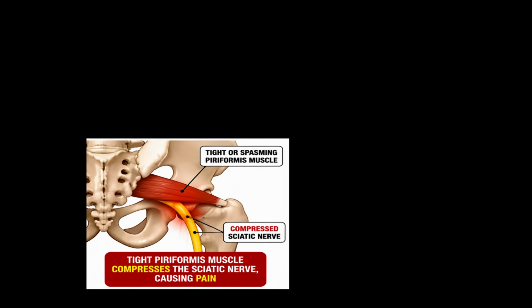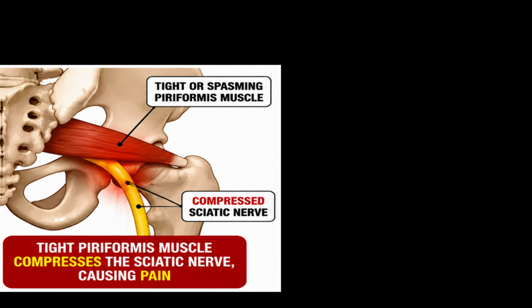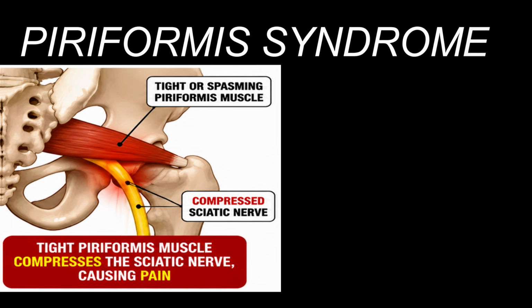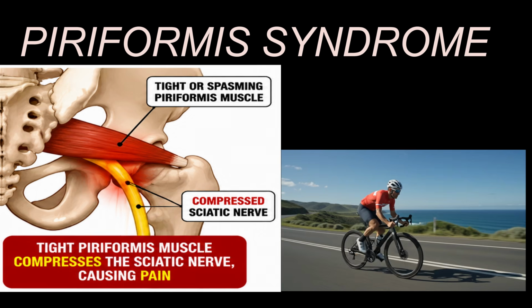Because of its close relationship with the sciatic nerve, it may compress or irritate the nerve, causing pain and numbness in the buttocks, hip, or upper leg, a condition called Piriformis Syndrome. This is most common in athletes such as cyclists.